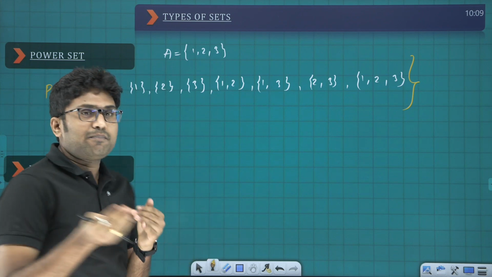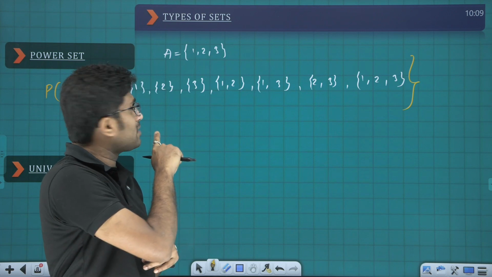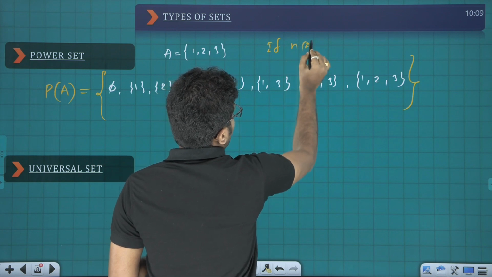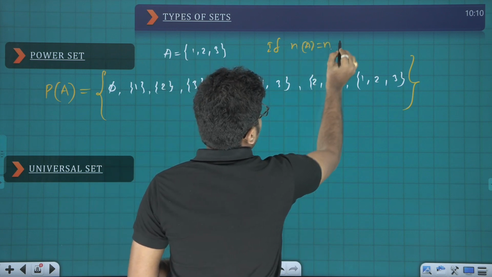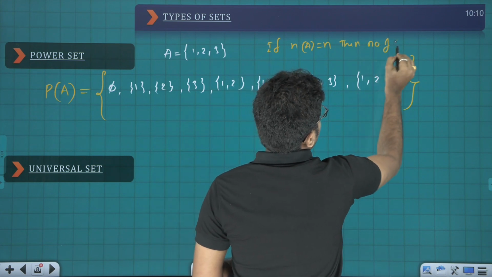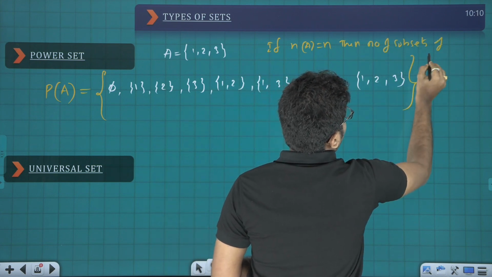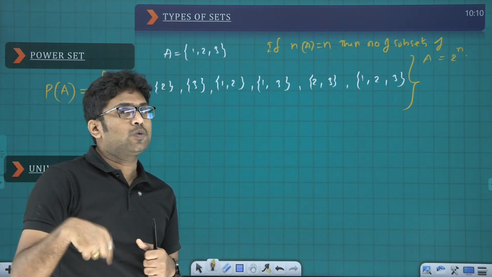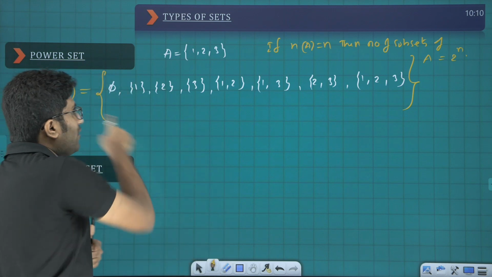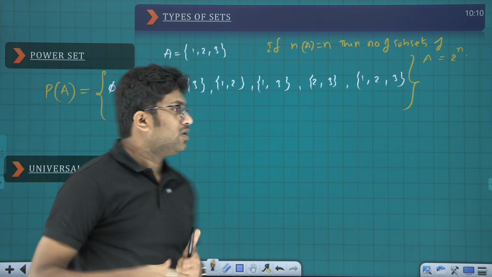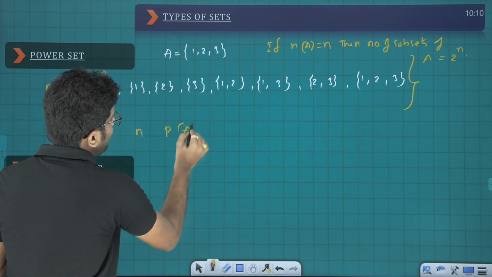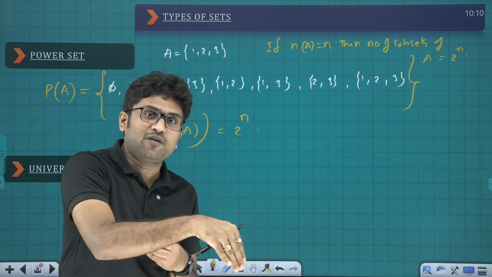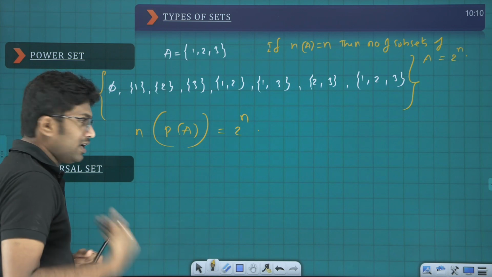Next, as we have seen, the number of subsets of A, if A has n elements, is 2 power n. Just now we have seen, if n of A is equal to n, then the number of subsets of capital A is equal to 2 power n. So for a set consisting of n elements, there are 2 power n subsets. Now in P of A, all these 2 power n subsets will be elements, no? So what will be n of P of A? The number of elements in P of A will be 2 power n only, because all these subsets will be the elements of P of A. So n of P of A is equal to 2 power n.